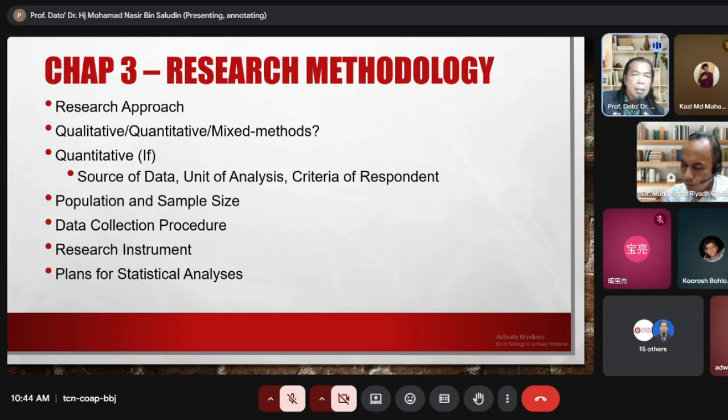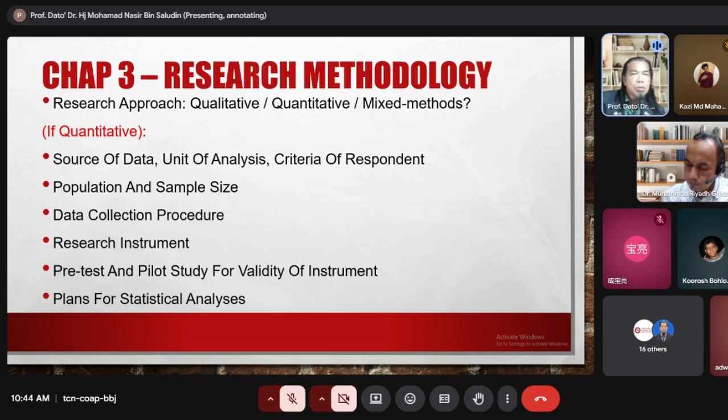Some people, when I ask in the viva, what is the difference between unit of analysis and sample? They don't know how to answer. They give unit of analysis as one thing, and sample as a different thing. That is the same. Unit of analysis and sample are the same. Then population and sample size, data collection procedure, research instrument, plan for the statistical analysis.